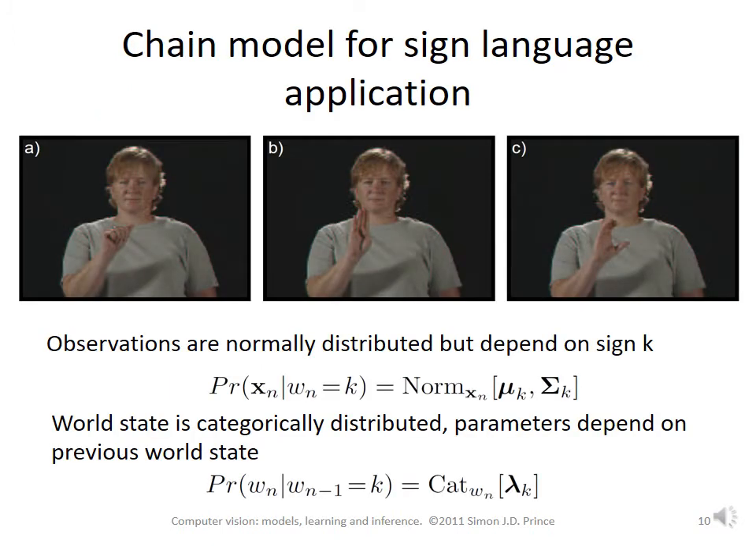Now, coming back to our sign language example, we can say that our likelihood term is going to be this normal distribution on x. So we're saying that the probability of seeing a given measurement x sub n, given that the world is in some state k, where the person is making some specific sign with their hands, is going to be a normal distribution on x with some mean and covariance.